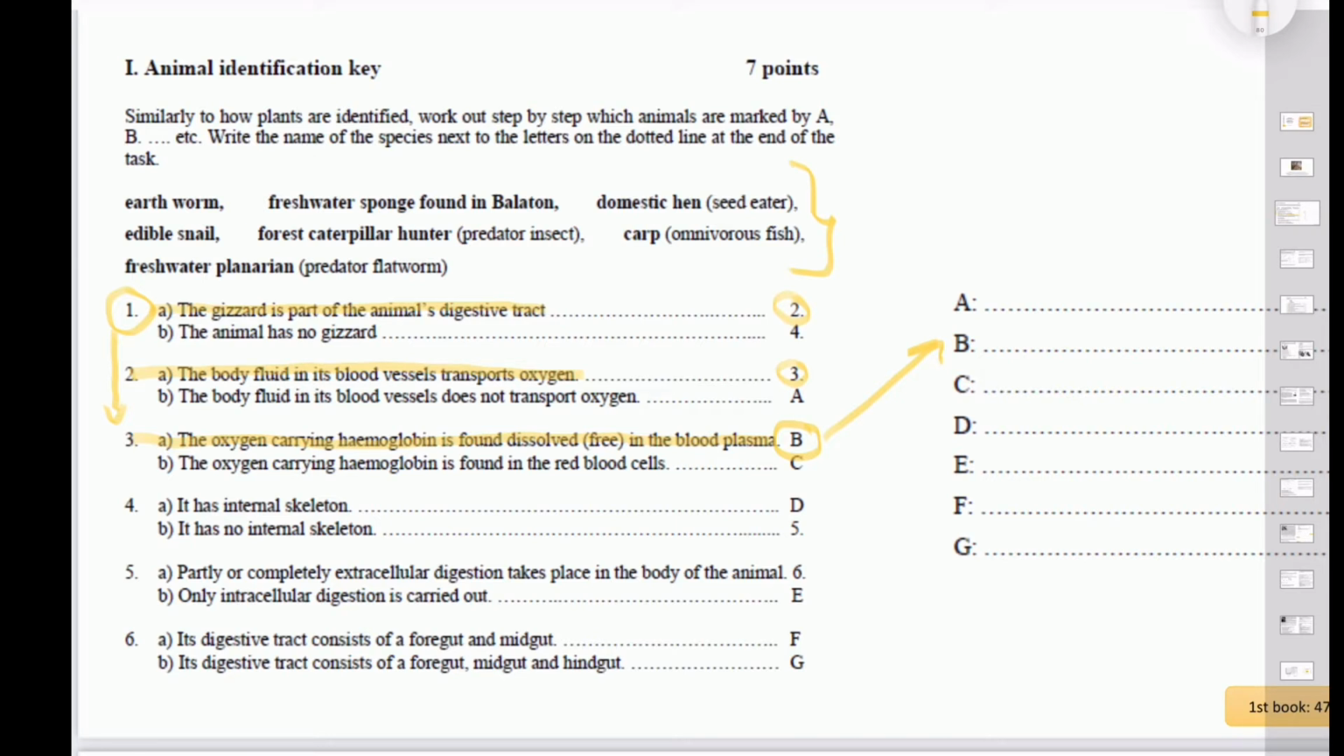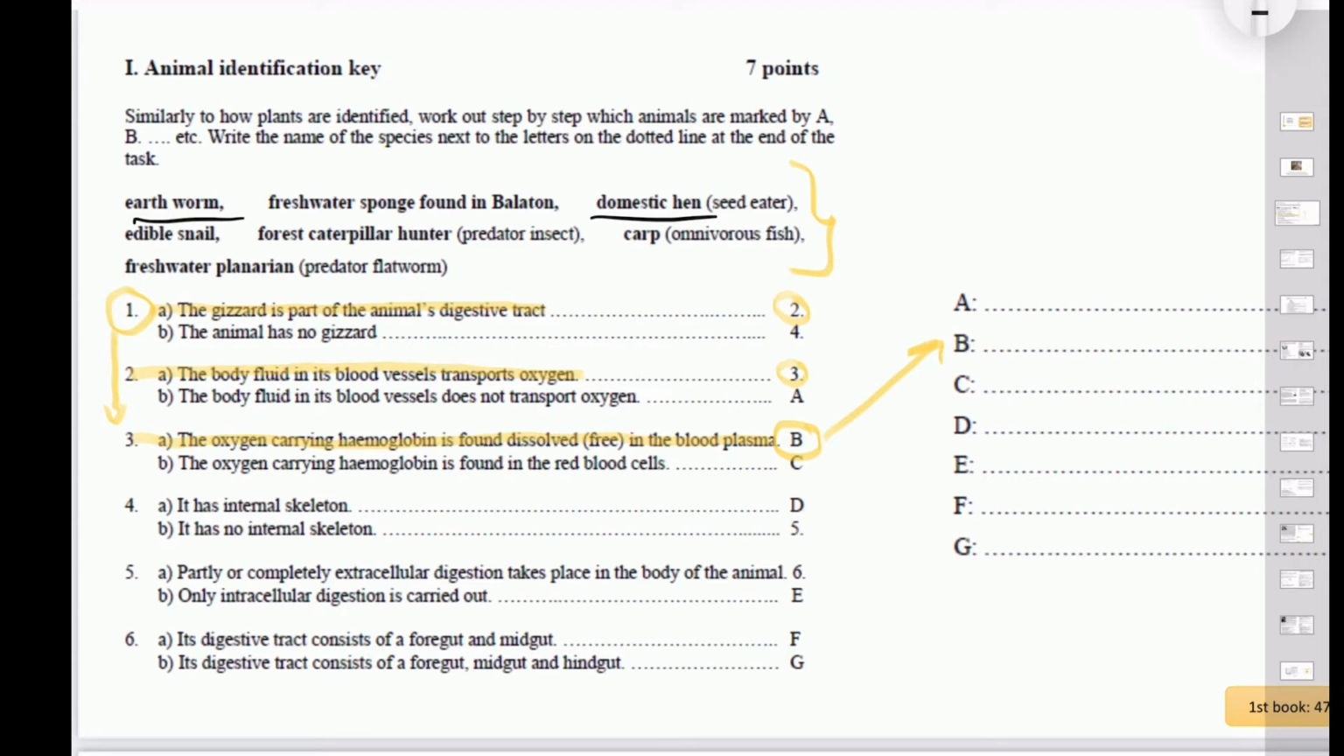So let's look at the sentences. The gizzard is part of the animal's digestive tract. The body fluid in its blood vessels transport oxygen, and the oxygen-carrying hemoglobin is found dissolved free in the blood plasma. So the first statement is very selective because we know that out of these organisms, only two animals will have gizzard, and those two animals are the domestic hen and the earthworm. And basically, we can decide, okay, after the first statement, which one is going to be B.